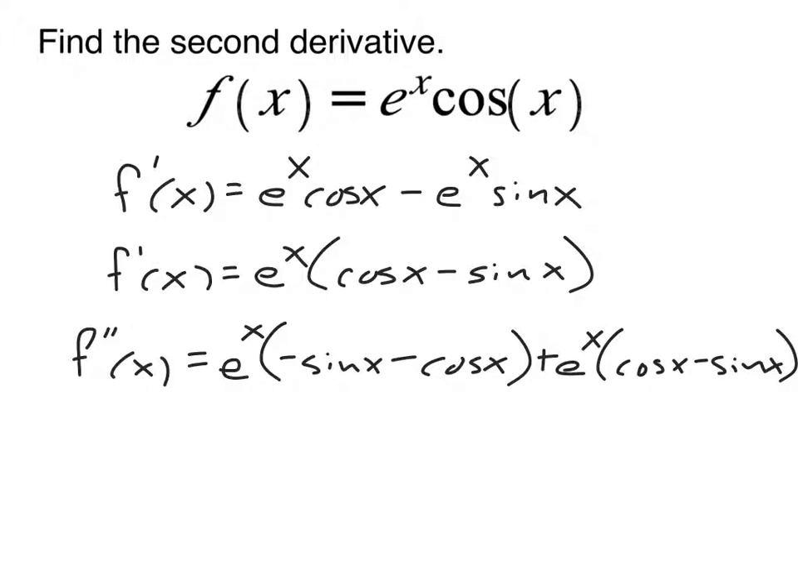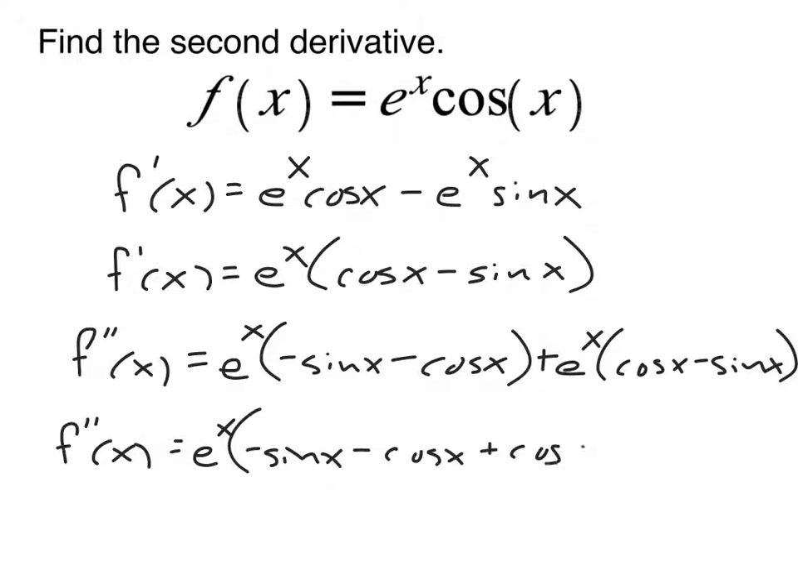Now, again, we can simplify things a little bit because we can factor out that e to the x out of both terms. Yep. So let's go ahead and do that. So f double prime of x is going to equal e to the power of x times negative sine of x minus cosine of x plus cosine. Minus cosine plus cosine, it all equals 0. That goes to 0. So the cosines just cancel each other out. That's nice. Okay. Minus sine of x.